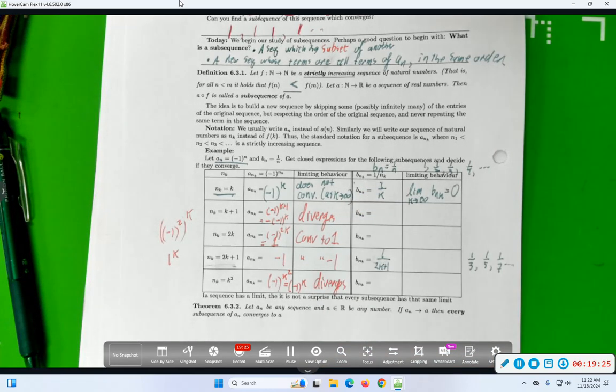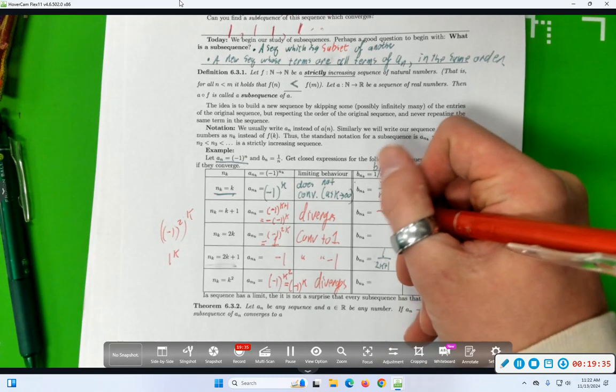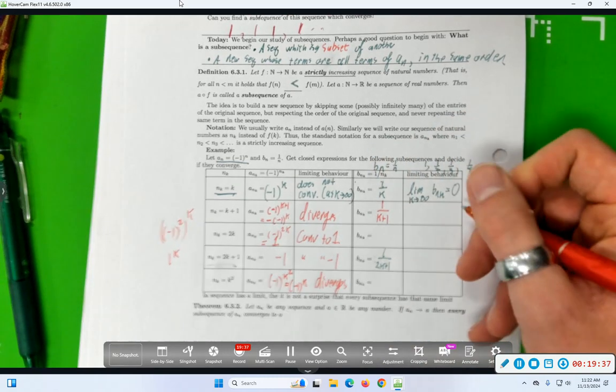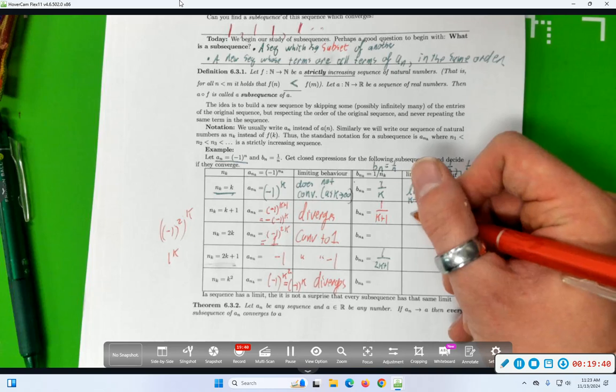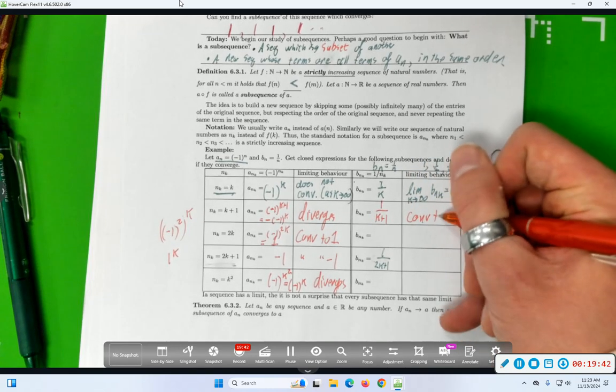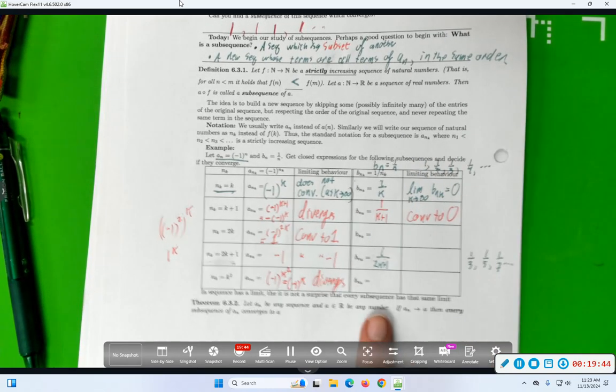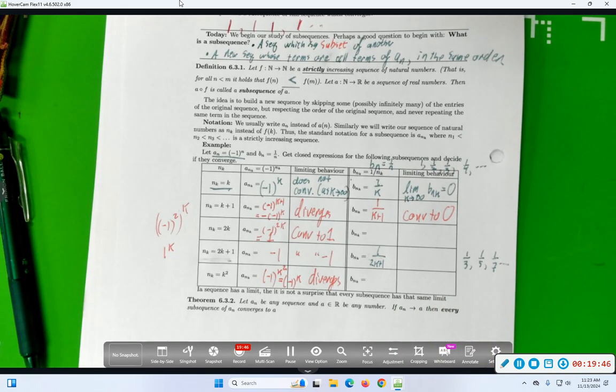Nice. Next column. B sub n equal to 1 over n. When n sub k is k plus 1, what's b sub n sub k? 1 over k plus 1. No good simplification to happen. What's the limit? 0. In fact, let's skip filling in the third column. Tell me the rest of the entries in that last column. 0. Converges to 0 regardless.